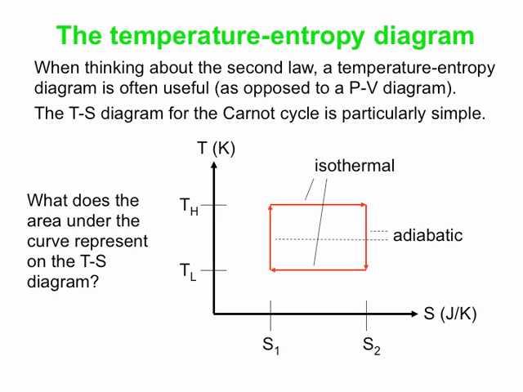So let's think about what the area under the curve represents here on the TS diagram. Remember, on the PV diagram, the area under the curve is the work. So what units do we have here? If we multiply temperature by entropy, we get Kelvins times joules per Kelvin, so we're left with joules. So the area under the curve does have units of energy. Another clue is that for the adiabatic process, the area under the curve is 0, and of course Q, the heat, is 0 for an adiabatic process. So that is what the area under the curve represents on the TS diagram.